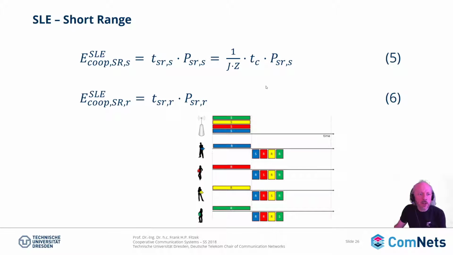So how will this term change? You could maybe easily derive that it will have more or less the same parts over here, but there must be something different here because it's not only 1, it's 3 times. So maybe 3 over JZ in this example, but to make it more general, we will say we have not 3, we have J minus 1 devices sending. And therefore it's J minus 1 over JZ multiplied by TC and the power level for short range receiving.